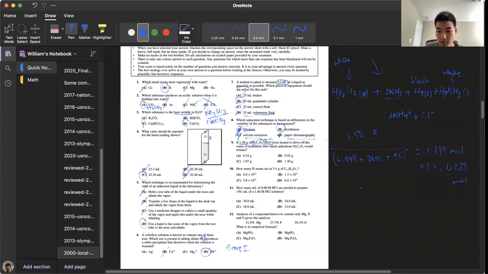So if you multiply 0.0238 times the molar mass of water, you're evaporating 0.429 grams of water. And then that's about 0.43. So if we look, 1.5 minus 0.43 is 1.07. It's asking how much mass remains.